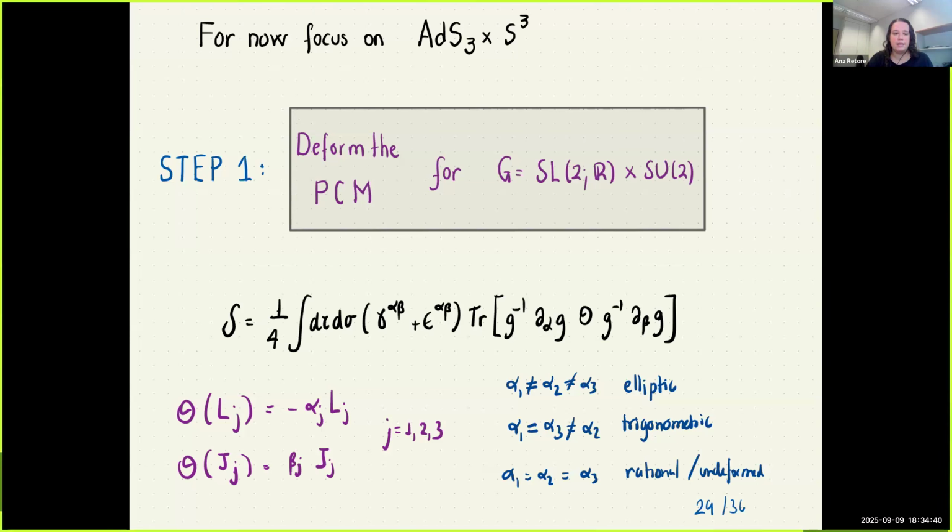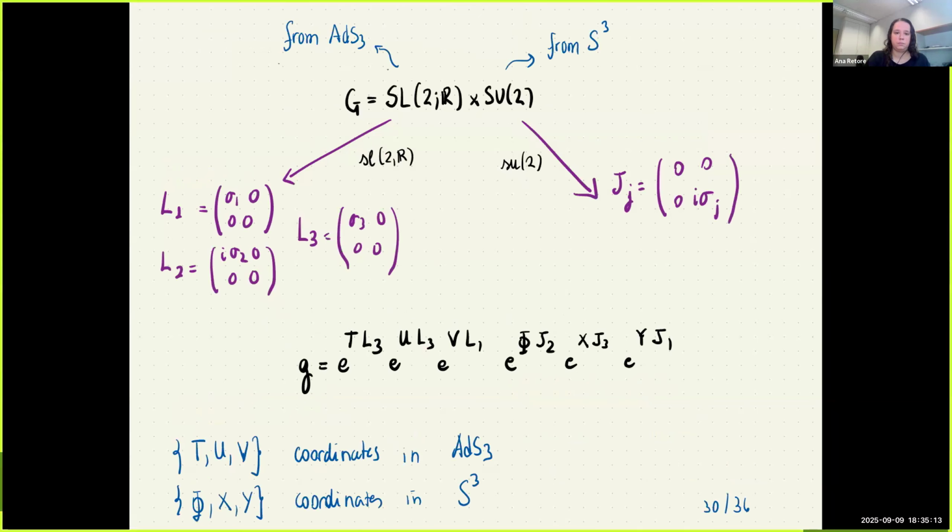And we are asking that this object, when acting on generators of the SL2R algebra, gives again the generators with these coefficients. And the same for the SU2 part. If you want elliptic, we are asking these coefficients to all be different. If only 2 of them are different or all of them are the same, we reduce to the undeformed or trigonometric cases that are known. So we knew this works for the q-deformation. So we tried the same for the elliptic.